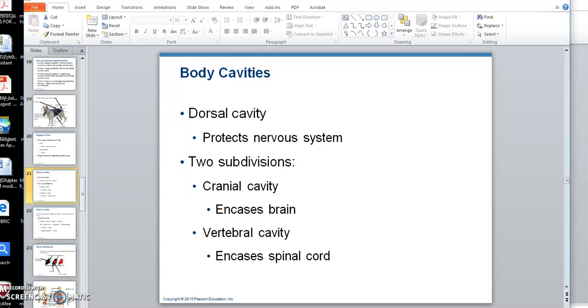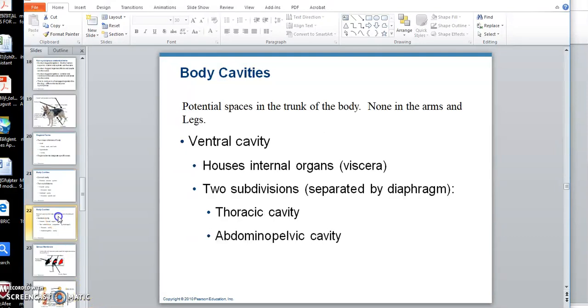Okay, now we're going to discuss body cavities. What a body cavity basically is, is a potential space in the trunk of the body. There are no body cavities in the arms and legs. Why do I say potential space? There's truly no open space in the body. These spaces are generally closed but can easily be opened without trauma to any surface.